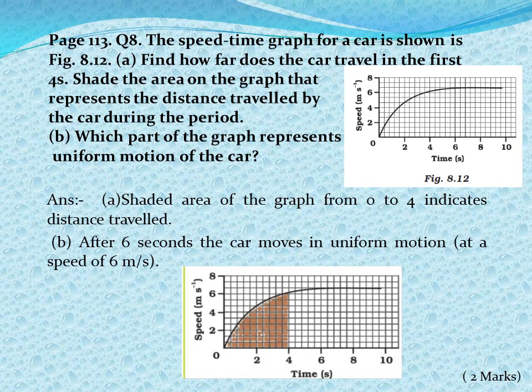Page number 113, question number 8. The speed time graph for a car is shown in figure 8.12. A. Find how far the car travels in the first 4 seconds. Shade the area on the graph that represents the distance traveled by the car during the period. B. Which part of the graph represents uniform motion of the car? Answer. A. Shaded area of the graph from 0 to 4 indicates distance traveled. B. After 6 seconds, the car moves in uniform motion at a speed of 6 meter per second.